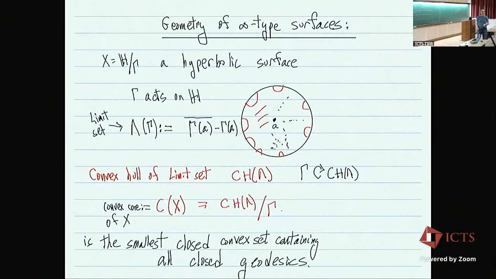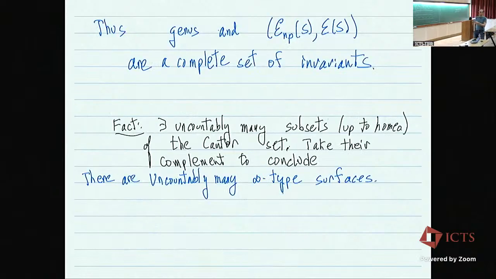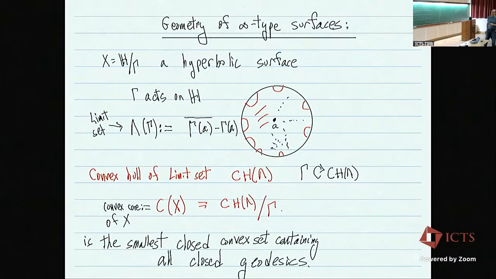Okay, so up to this point, we've addressed the topology of infinite type surfaces. The next little bit of discussion is about the geometry of infinite type surfaces, and there's a lot to say there, and I might have to segue to the board to do that. But let's start out with this.